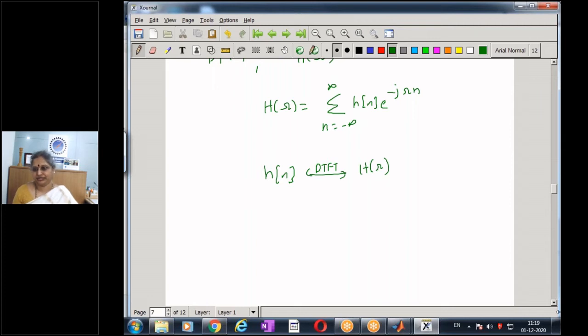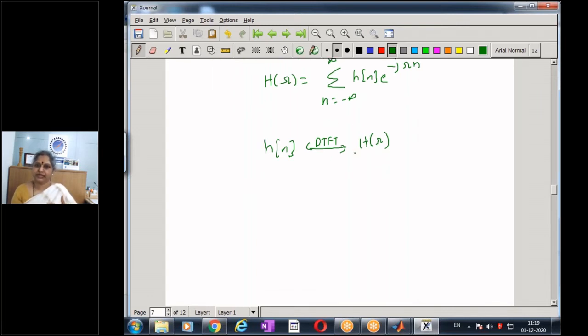So let's take that path, and we will not be discussing in detail H of omega, its properties and application. So let's take an example. Let us say my impulse response h of n is, say, 1 2 1.